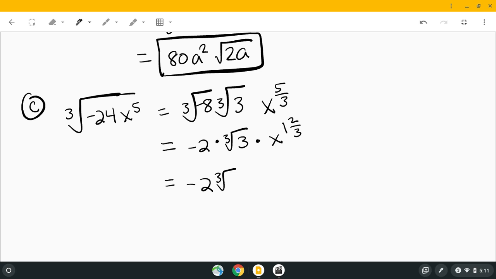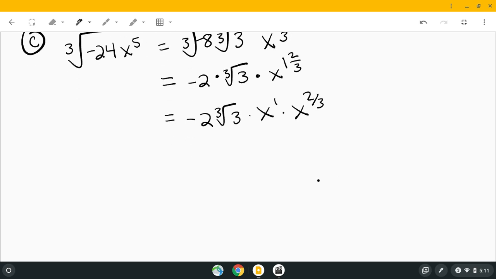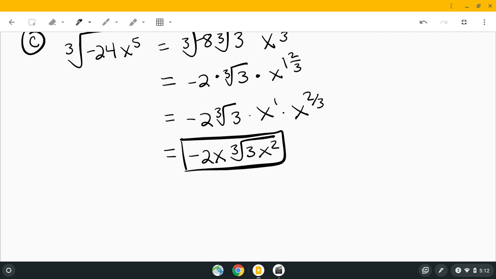And bring these guys over. So that's x to the 1st and x to the 2/3. So now I can see what's going to be going inside the radical. This will stay in the radical, and this will be under the radical. So negative 2 and x will be outside, and then 3 and x squared, because remember, this is an x squared, that's under the radical. Okay, hopefully that makes sense.